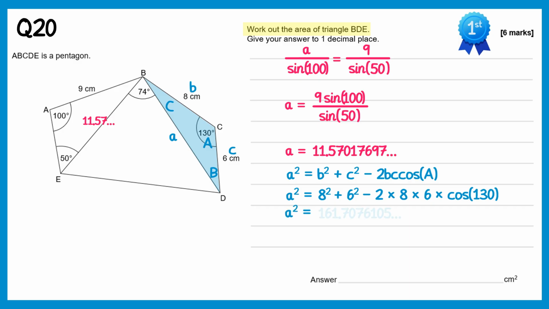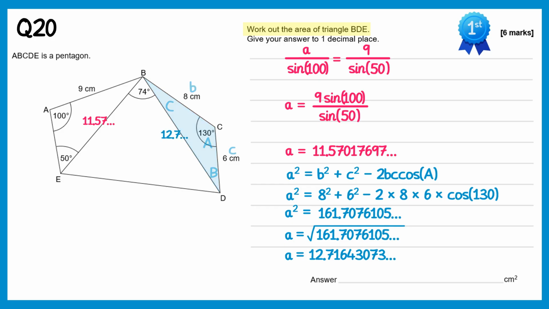Now this whole right hand side there you can type straight into your calculator, and you'll end up with a squared equals this. Then you can just square root both sides of that to get a equals the square root of this number here. And then if you square root that, you'll end up with the answer for a, which is 12.716, and so on. So let's also pop this onto our diagram.